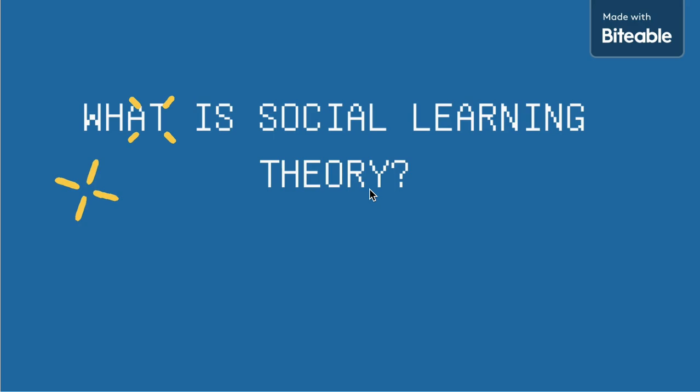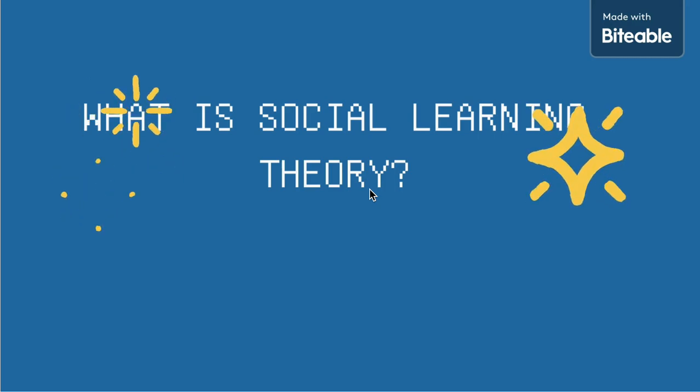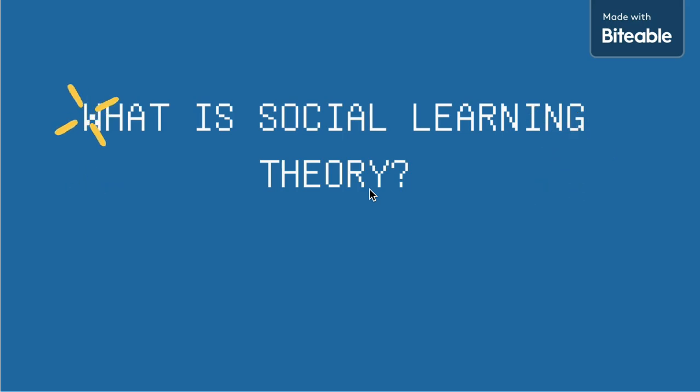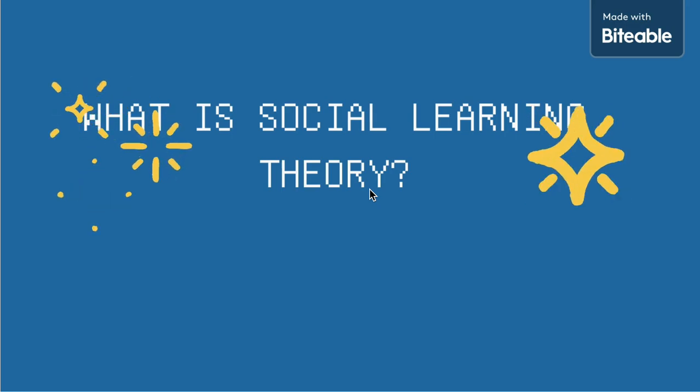Alright, so let's discuss the social learning theory. The social learning theory was developed by Albert Bandura in 1977. Bandura, however, was also known for his influence on behaviorism previous to the social learning theory. The social learning theory suggests social behavior is learned by observing and imitating the behavior of others.